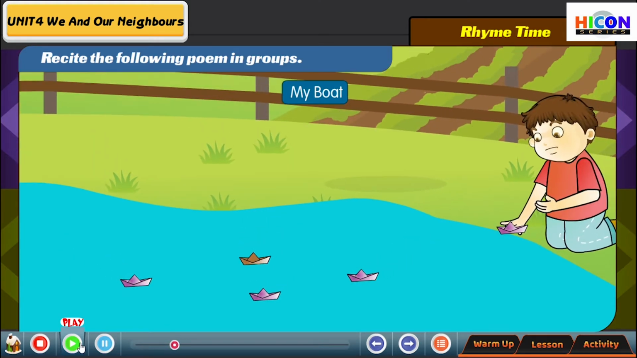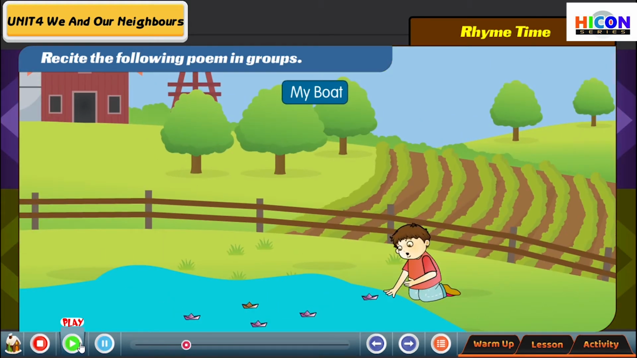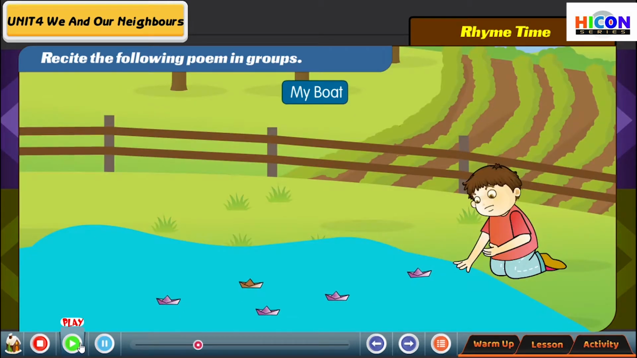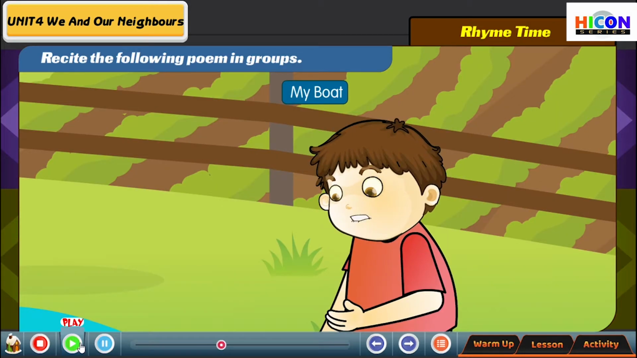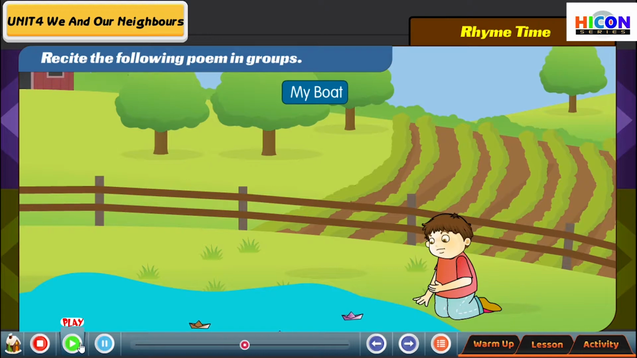My boat. I made a paper boat. I wanted it to float. I went in the rain and put it in the drain. It went up, it went down. I cried, do not drown. It turned round and round and sank without a sound. I sat in the rain, thinking with my brain. I ran inside the door to make a boat once more.